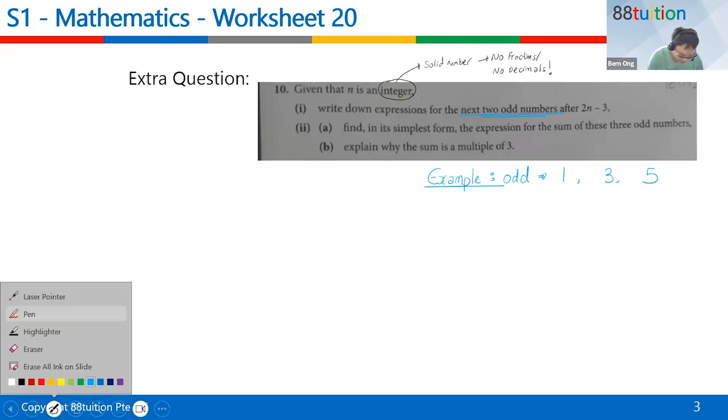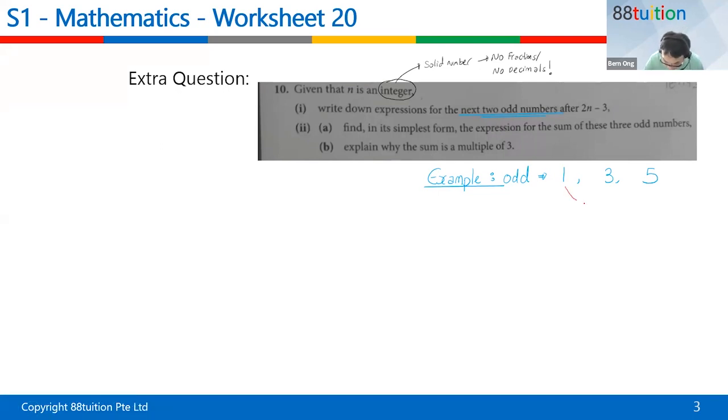Okay, ask yourself, children. From 1, how do you get to 3? Plus 2. Correct or not? Correct. And down here, from 1, how do you get to 5? Plus 4. Correct or not? 1 plus 4 is 5. 1 plus 2 is 3. Correct. Okay, now, what does the question want?